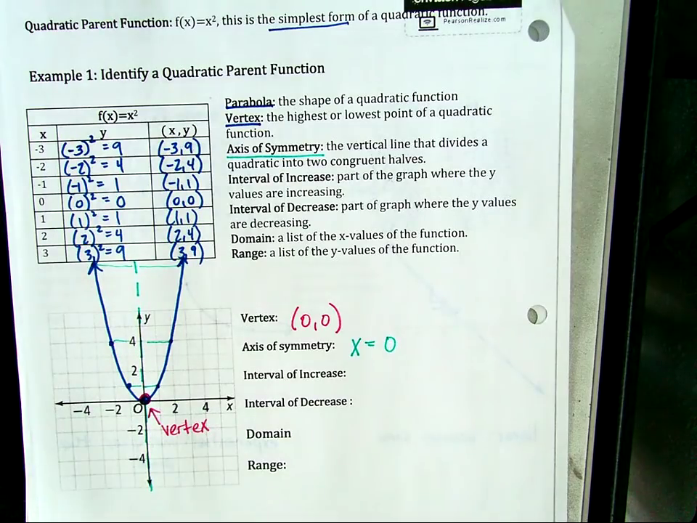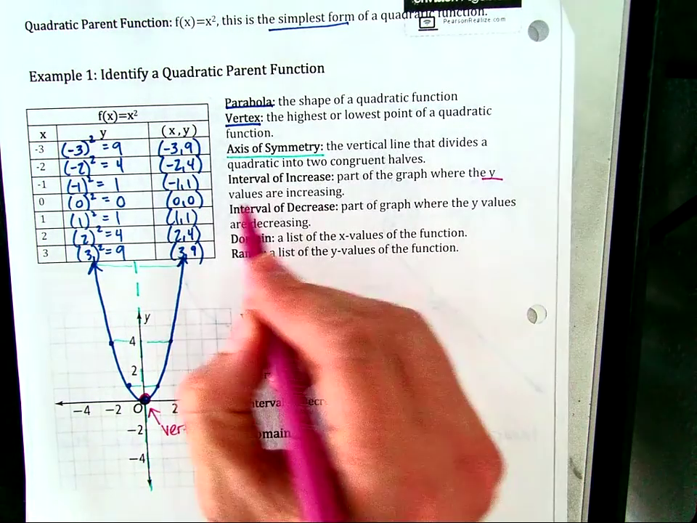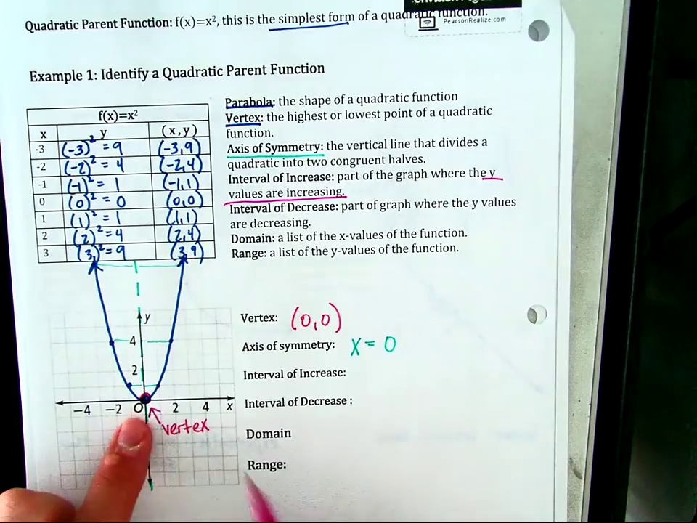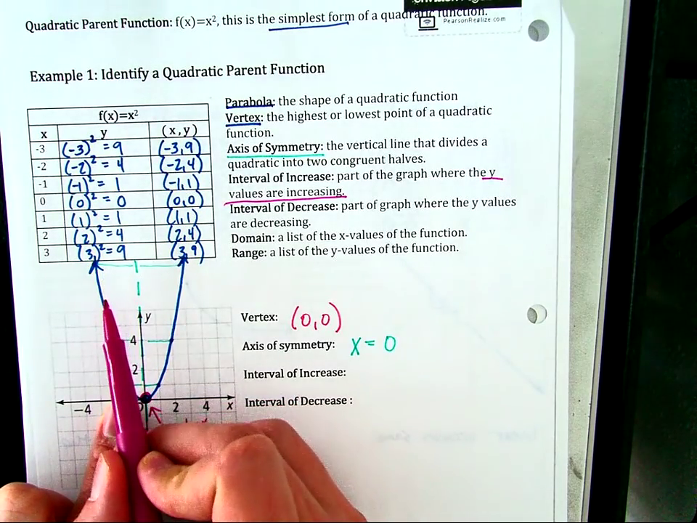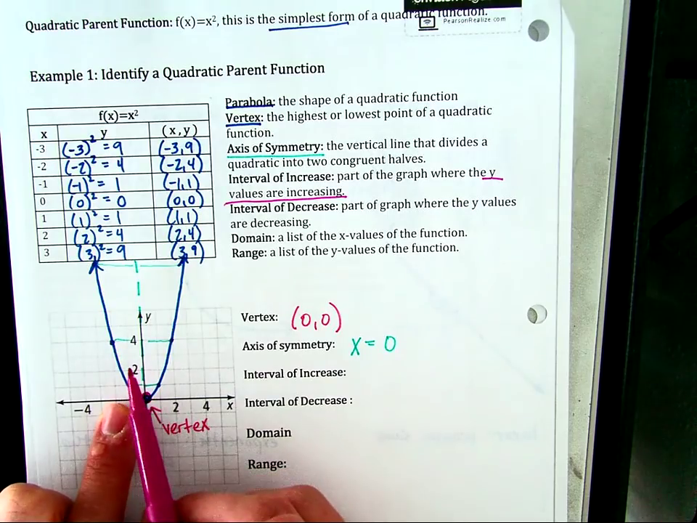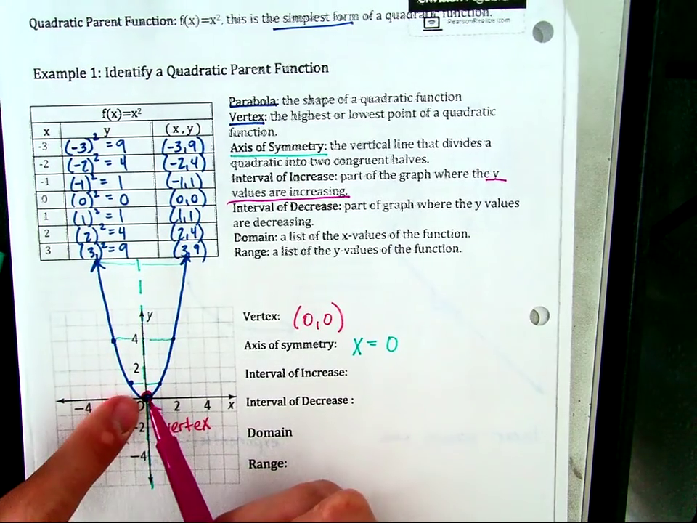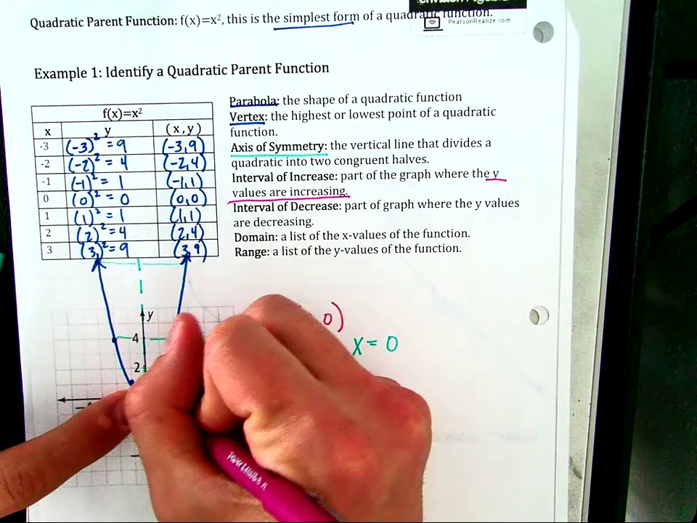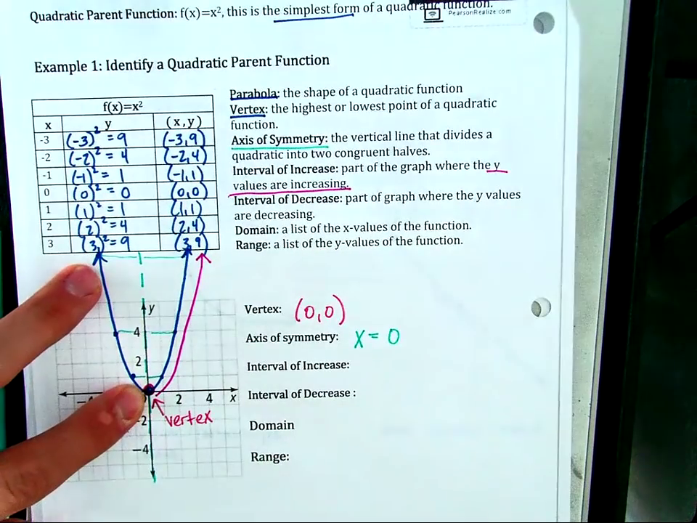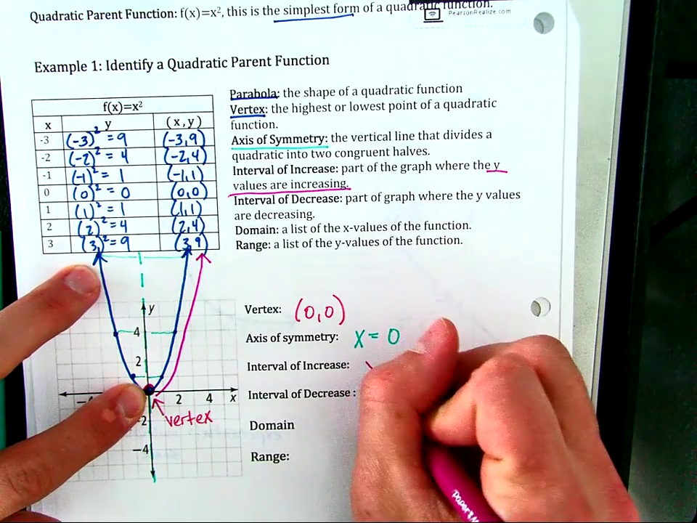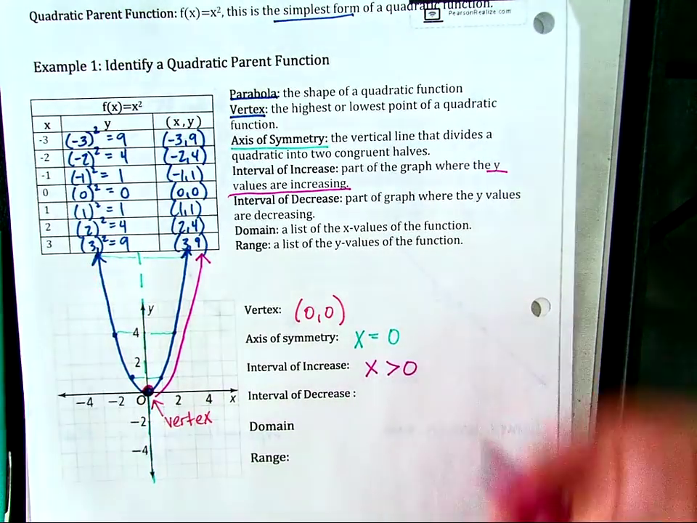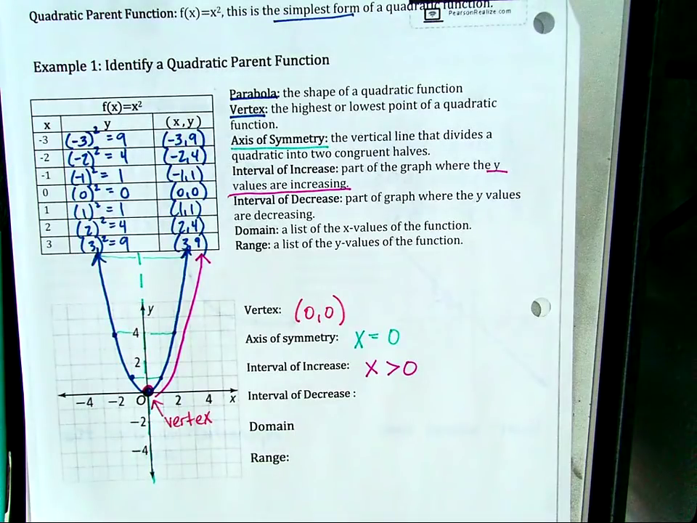Right, the next key feature is our interval of increase. This is the part of the graph where the y values are increasing. If we look at our graph and go from left to right, we're going down, so this represents the interval of decrease. But at the vertex, the lowest point, we start to increase. So how do we say this? We say it's increasing when our x values are greater than 0. After the origin, when our x values are positive, that's when it starts to increase.